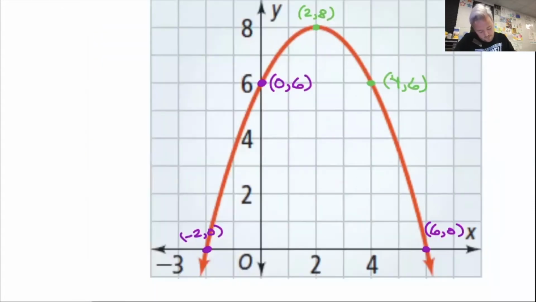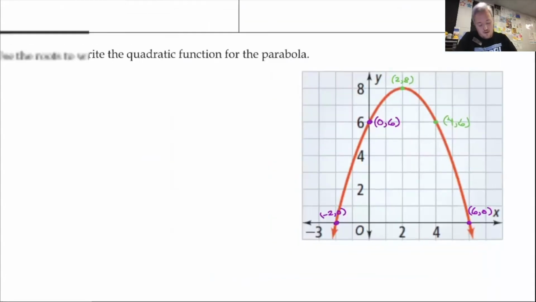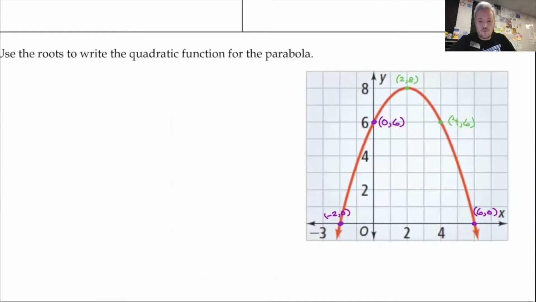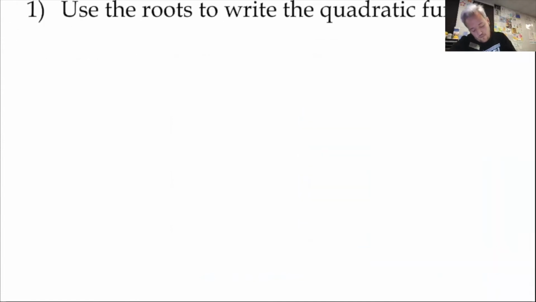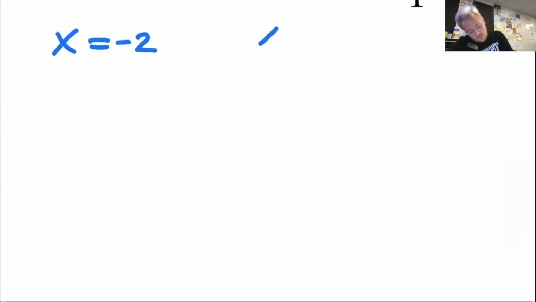Yeah, that's pretty much it. All right, so you can use really any of those points, any 3 of those points. All right, so once again, start with the roots. So I have x equals -2, and we have x equals 6.